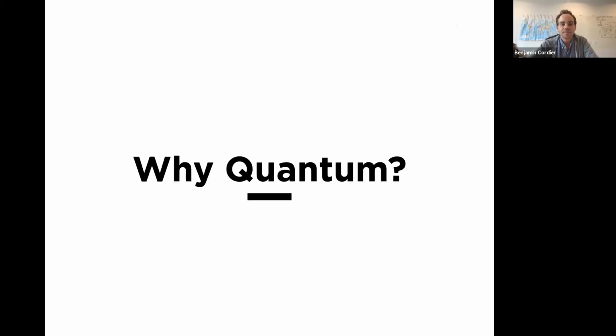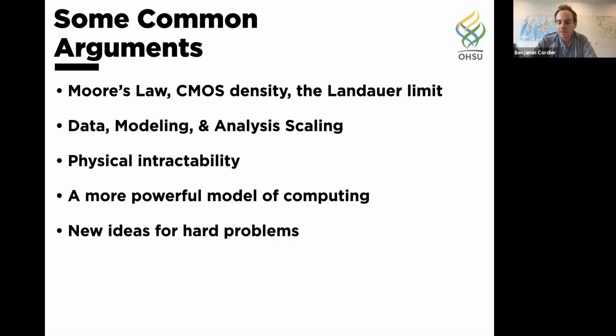So why quantum? There are some common arguments that we typically hear when we talk about quantum computing. One hinges on Moore's law, which I'm sure most people are acquainted with. Another is a little more recent: as the amount of data we are generating as a society grows, in biology we're very comfortably in the exascale now. How do we model and analyze that data more efficiently? Because classical computers are struggling.